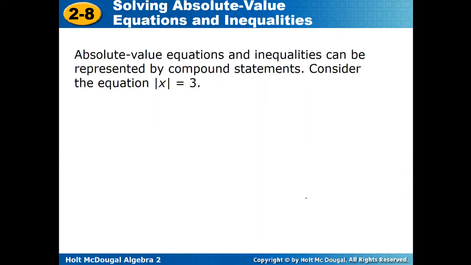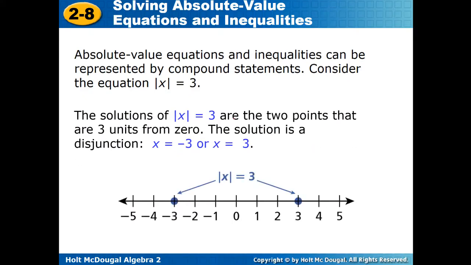Absolute value equations and inequalities can be written as compound statements. So consider the equation absolute value of x equals 3. So think about that. What could this x be? Well, the x could be negative 3, because that's 3 units from 0, or it could be positive 3. Okay, there are 2 points that are 3 units from 0. The solution then is a disjunction, right? So x is either going to equal negative 3 or, which makes it a disjunction, x is equal to positive 3.